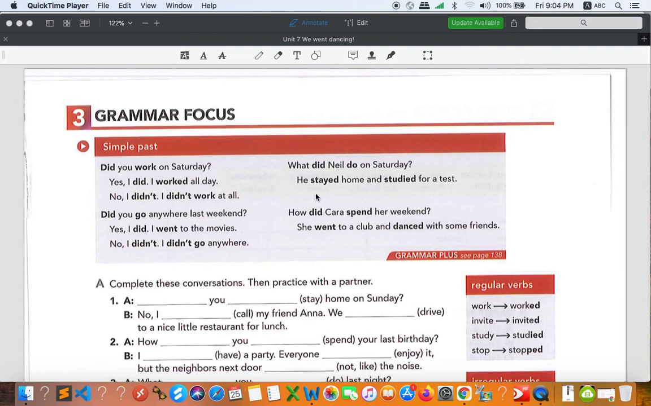The same thing as a WH question: What did... we just add the WH word in the front. That's it. What did Nell do on Saturday? And then you can say he stayed home and studied for a test. How did Kara spend her weekend? Then you can say she went to a club and danced with some friends.